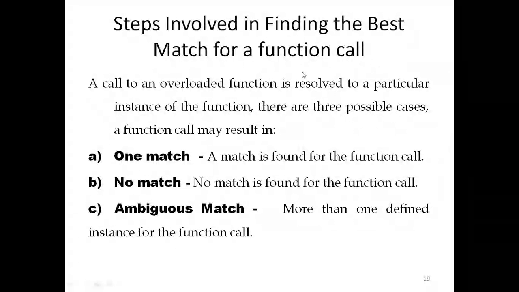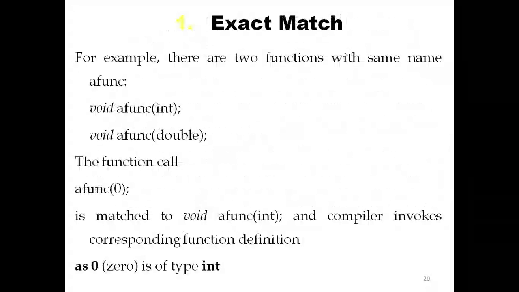So in the steps involved in finding the best match, three things may occur. That is, exactly one match is found for the function call, or no match. This also may happen. Suppose I call a function which I have not defined at all, then I will encounter a no match situation. The third is ambiguous match, that is, we may find such a situation. We will see an example saying what is meant by ambiguous match.